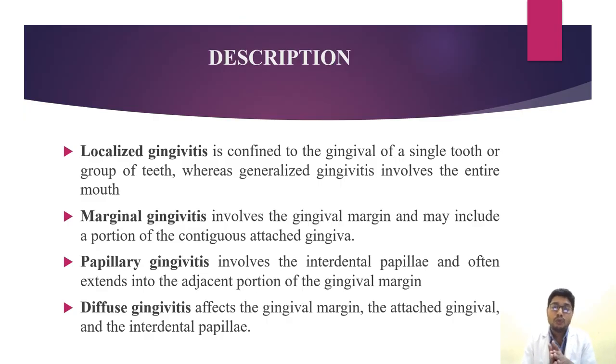So how will we describe gingivitis? It can be localized gingivitis, generalized gingivitis, marginal gingivitis, papillary gingivitis and diffuse gingivitis. Localized gingivitis is confined to the gingiva of a single tooth or a group of teeth, whereas generalized gingivitis involves the entire mouth. Marginal gingivitis involves the gingival margin and may include a portion of the contiguous attached gingiva. Papillary gingivitis involves only the interdental papilla and often extends into the adjacent portion of the gingival margin. Diffuse gingivitis affects the gingival margin, the attached gingiva and the interdental papilla also.